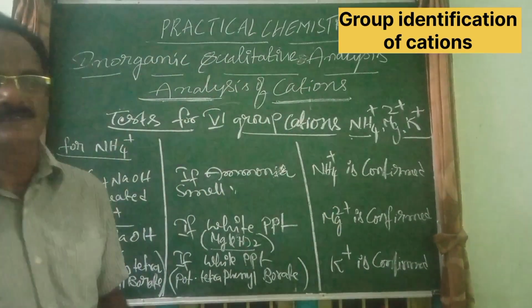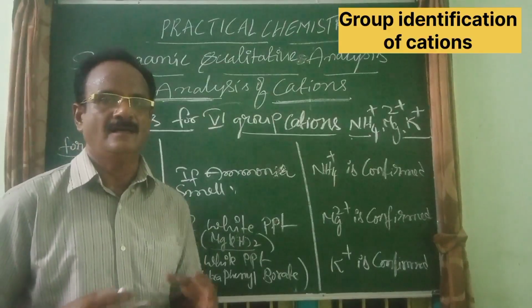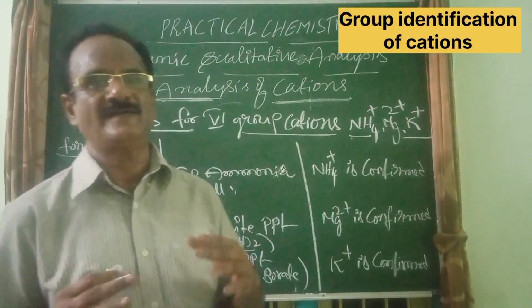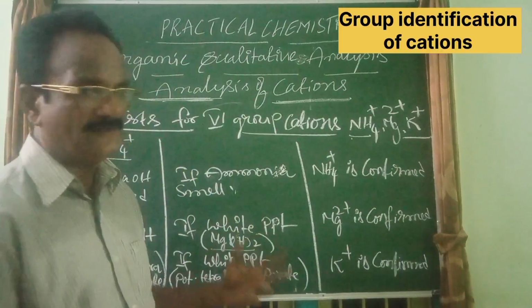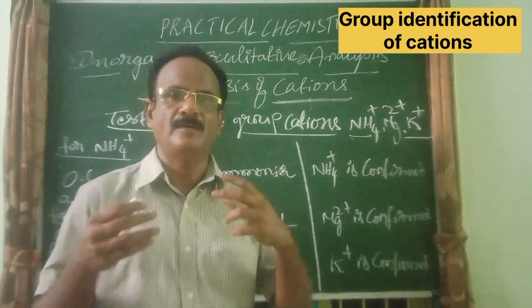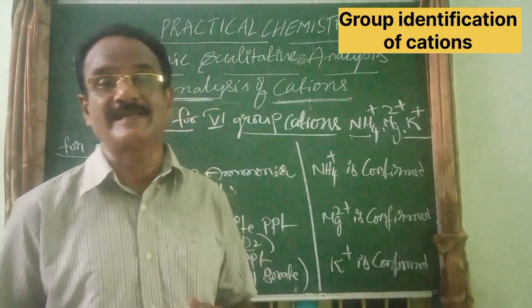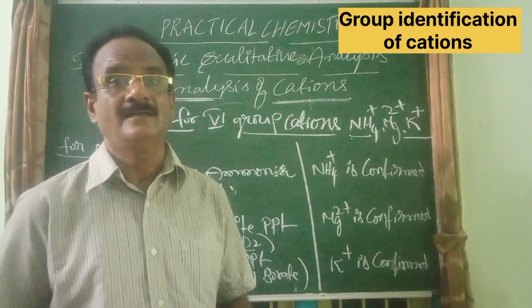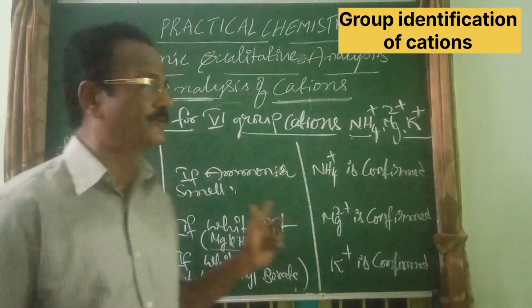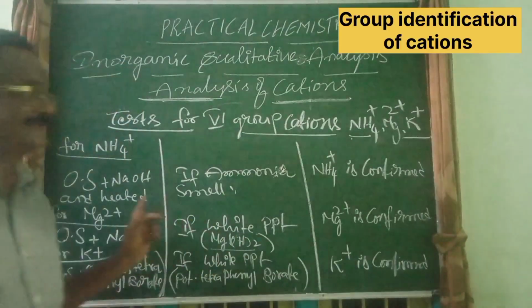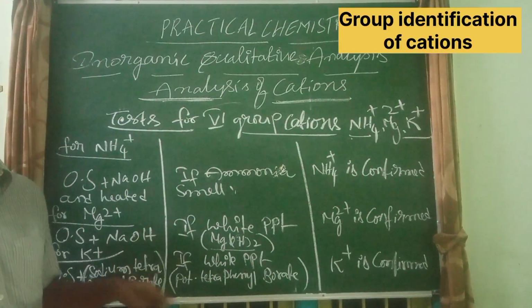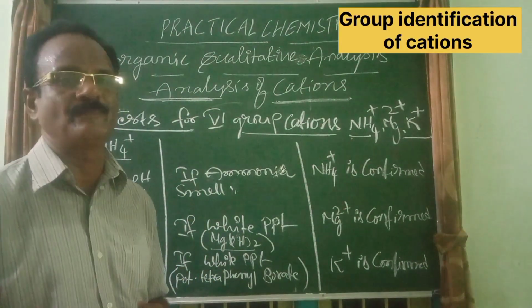Okay. So this is about identification of first 5 groups of cations, and if there is no first 5 groups of cations in the salt, then we have to proceed for 6th group cations like this. Is it clear?